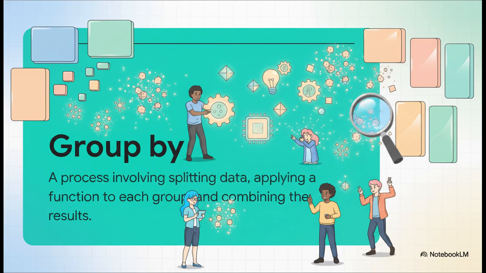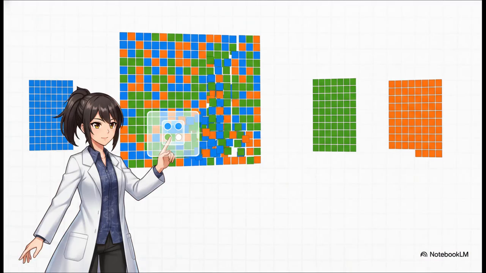It's exactly what it sounds like. First, you split your data into logical chunks based on some criteria. Then, you apply a function or calculation to each of those individual chunks. And finally, you combine all the results back together into a new, tidy data structure. So phase 1 is splitting.